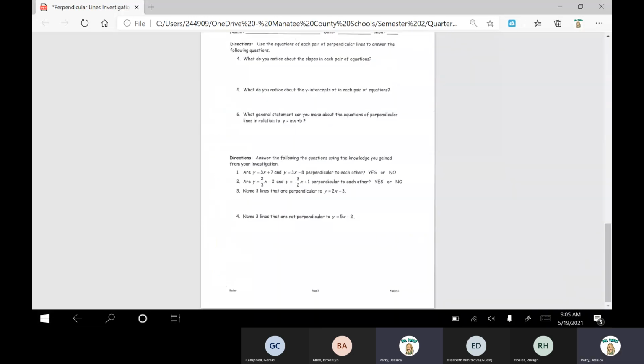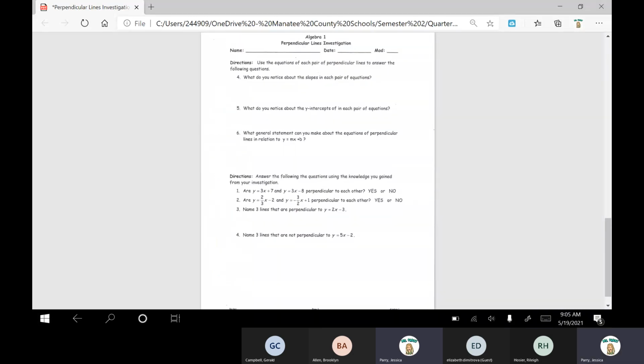Page 3. I think there's only 3 pages. Yep. Page 3, you're going to answer some of these questions. Some of them we might get some different answers from each person. That is fine. Your first question, what do you notice about the slopes in each pair of equations? Kind of just try and figure out and answer it the best you can. If I can understand what you're trying to say and it makes sense, then you're good. If you're just writing some nonsense down and you don't know, I can help you with it.